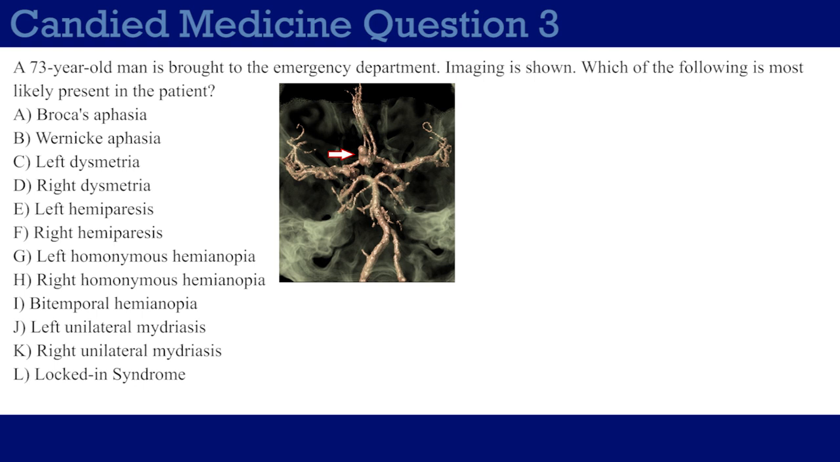G. Left homonymous hemianopia. H. Right homonymous hemianopia. I. Bitemporal hemianopia. J. Left unilateral mydriasis. K. Right unilateral mydriasis. L. Locked-in syndrome. I'll wait 5 seconds and then I'll start answering the question.